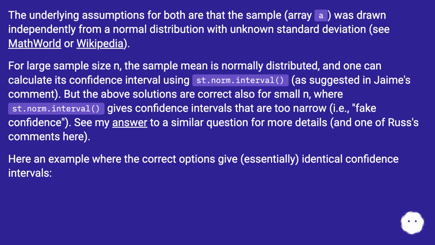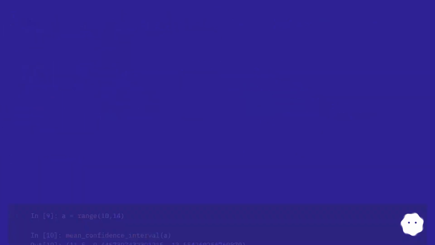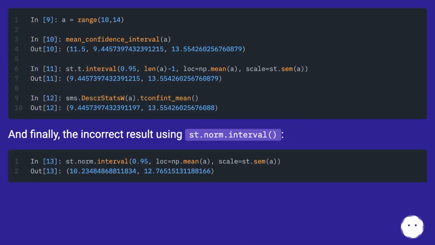Here is an example where the correct options give, essentially, identical confidence intervals. And finally, the incorrect result using st.norm.interval.